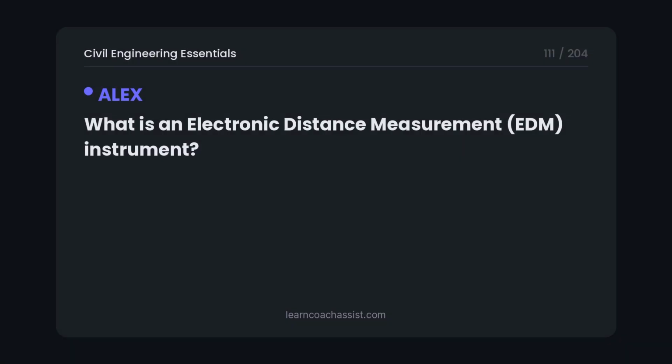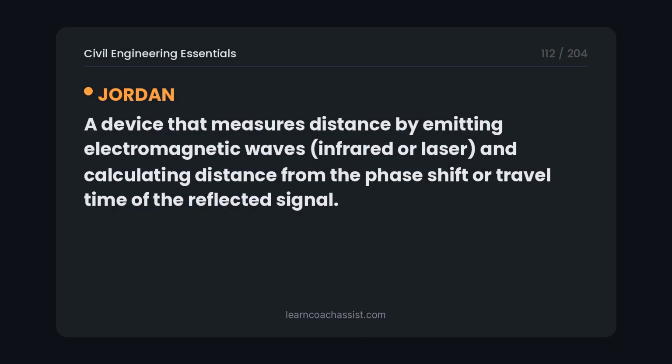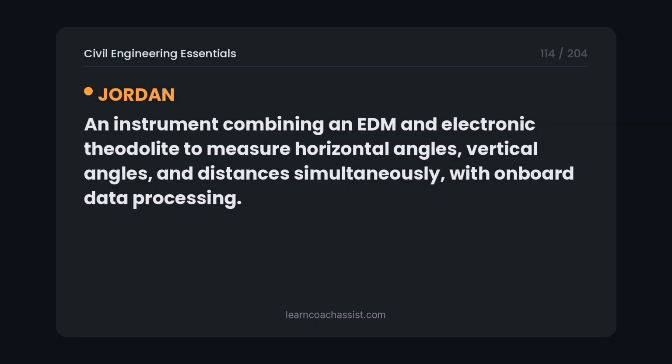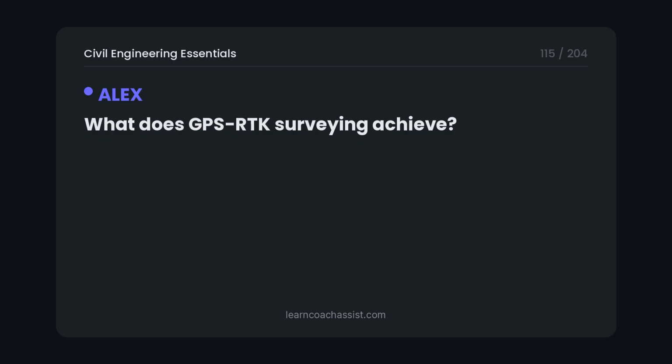What is an electronic distance measurement, EDM, instrument? A device that measures distance by emitting electromagnetic waves, infrared or laser, and calculating distance from the phase shift or travel time of the reflected signal. What is a total station in surveying? An instrument combining an EDM and electronic theodolite to measure horizontal angles, vertical angles, and distances simultaneously, with onboard data processing. What does GPS RTK surveying achieve?